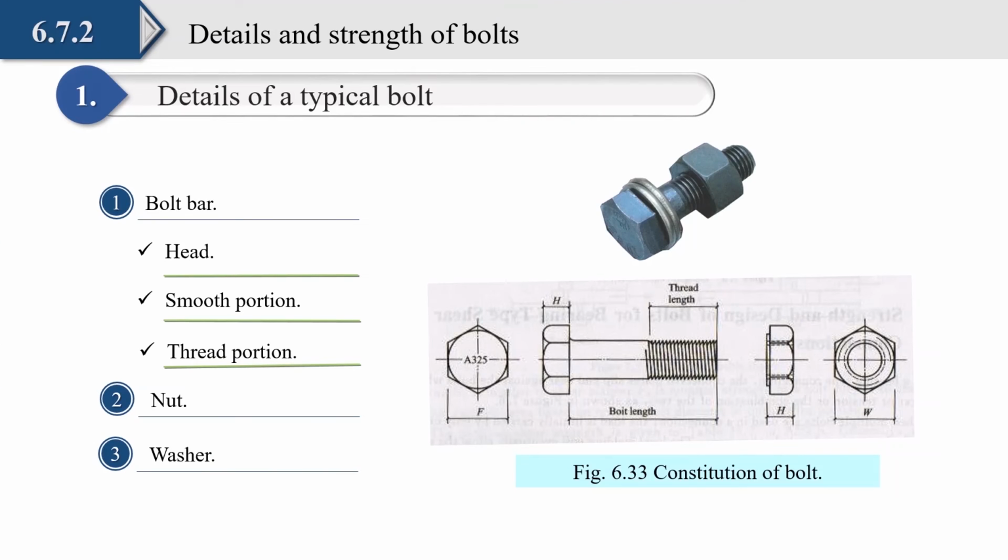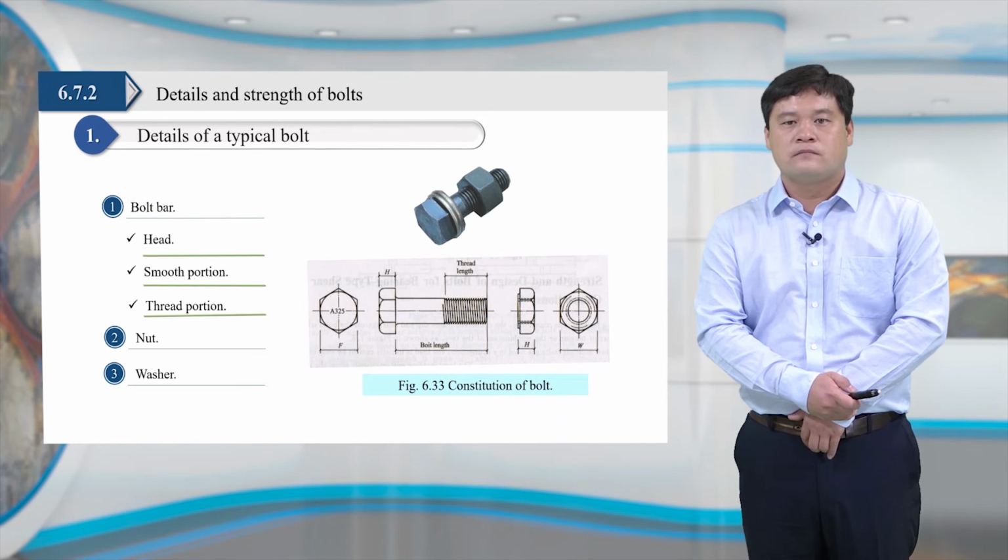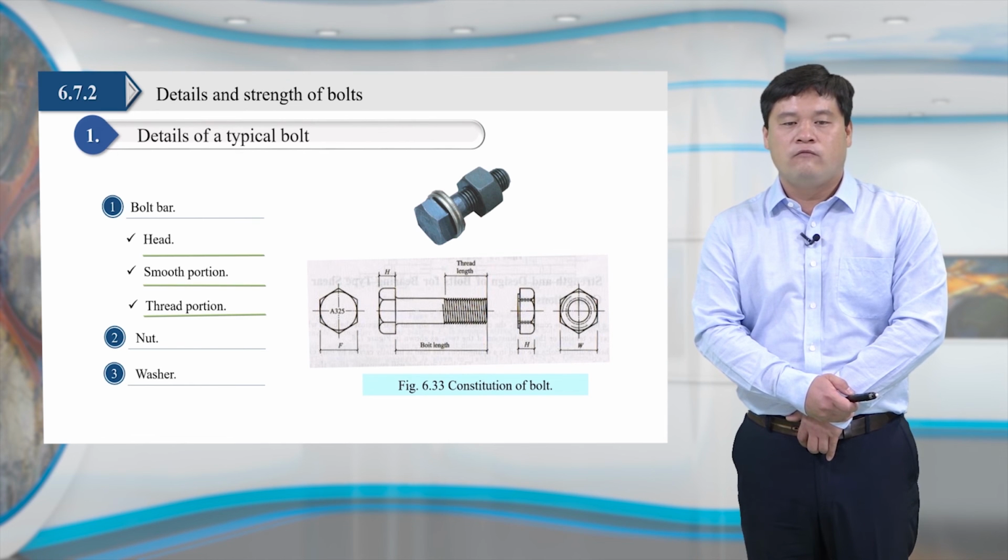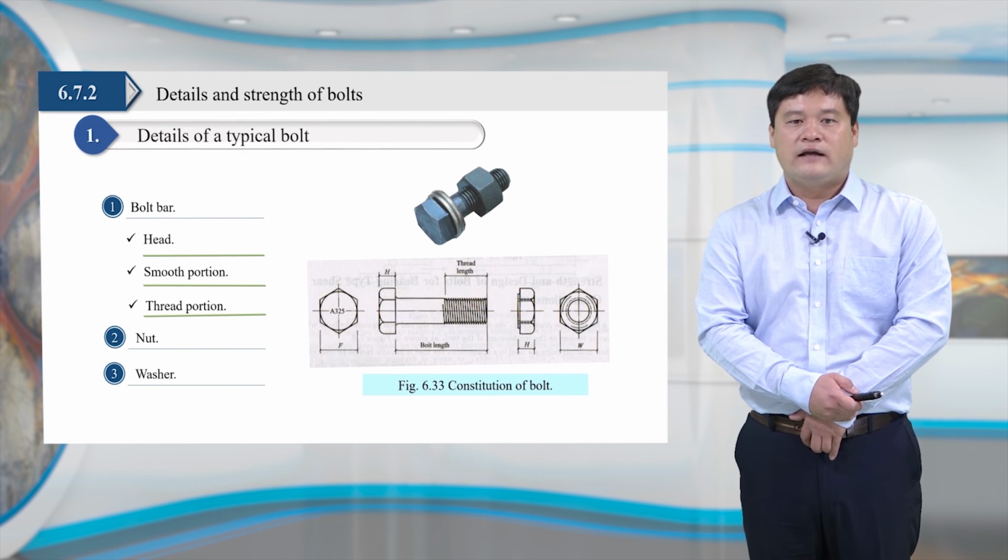The details of a typical high-strength bolt is shown here. We can see that a bolt is configured with a head, a smooth portion, and the thread portion. The thread portion may be excluded or included in the planes transferring shear force. When it is used, a nut of same shape as the head is screwed to the thread portion. Washers should be used between the head or nut and the base materials.